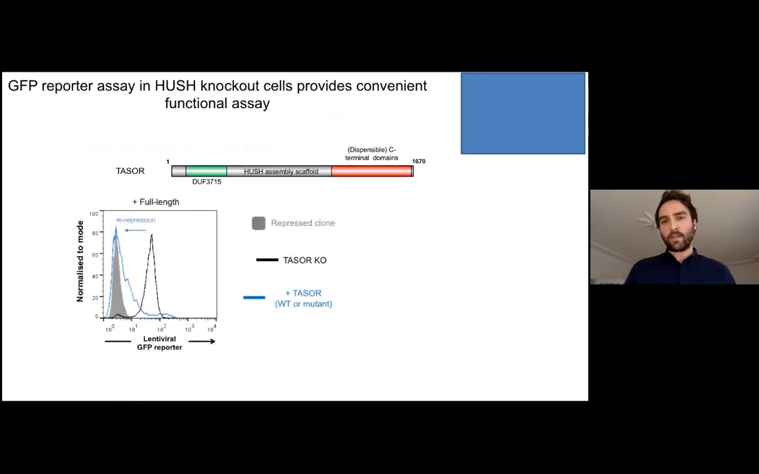So this is based on flow cytometry. Here we have a GFP reporter. You can see the HUSH repressed clone in gray, which upon TASOR knockout becomes bright, as you would expect. But then if you exogenously provide the cells with TASOR, so wild type in this case on the left, then you can restore the reporter repression, this epigenetic repression.